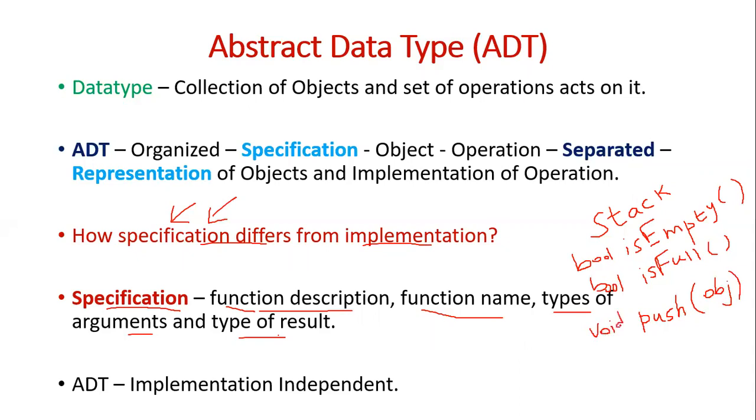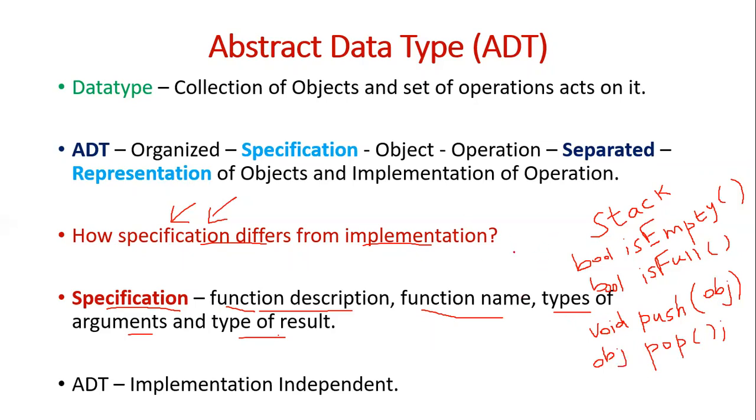It may have a function called pop. It will return whatever data is available at the top of the stack. Whatever was most recently pushed will be popped out. So what will it return? It will return that object, whichever it is, that is popped. This is how abstract data types are represented.